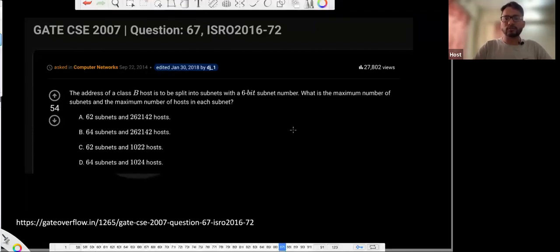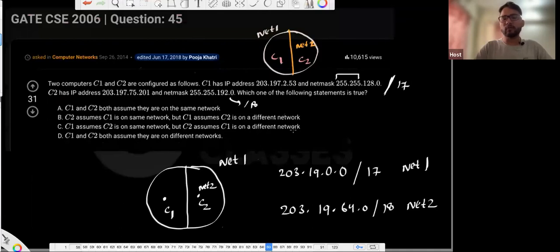Yes, that is true. So C2 cannot see beyond network 2, which means for C2, this is the complete network, because it depends on the subnet mask.